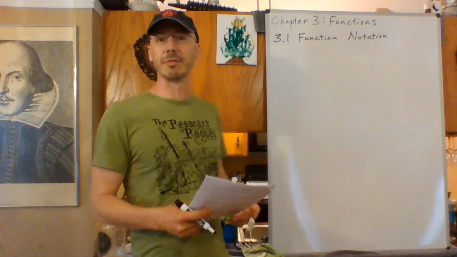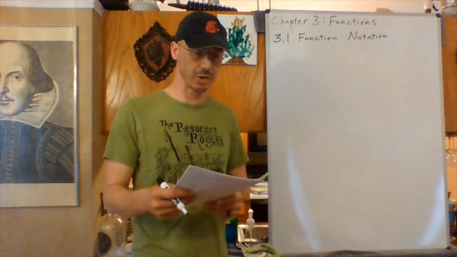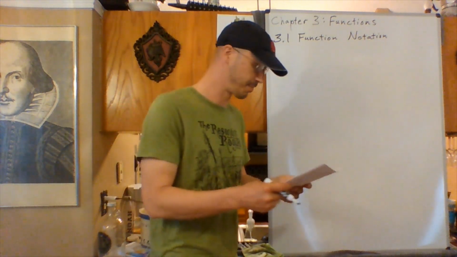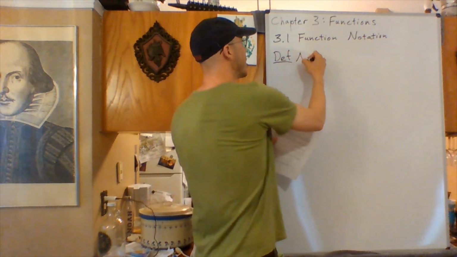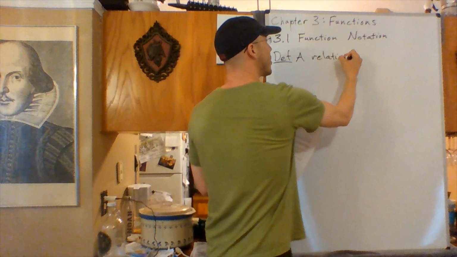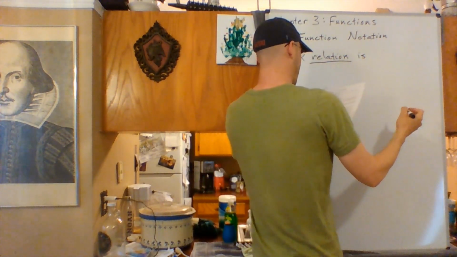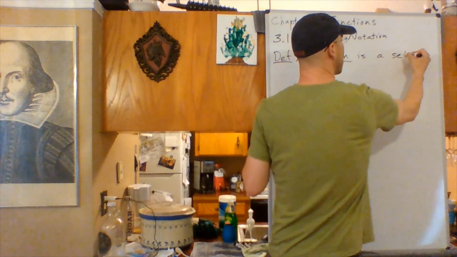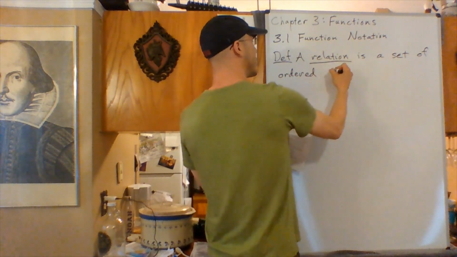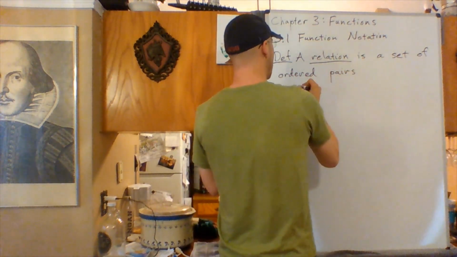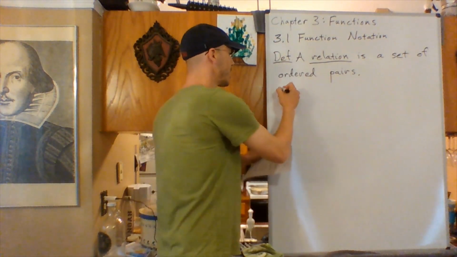Chapter 3 is on the topic of functions, and the first section, 3.1, is about function notation, also the definition of function. First, though, I want to start with a simpler definition, which is a relation. A relation is a set of ordered pairs. And that can be very specific, as in the first example that we'll look at.